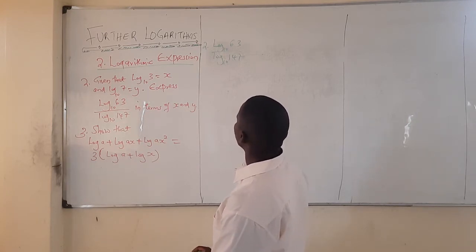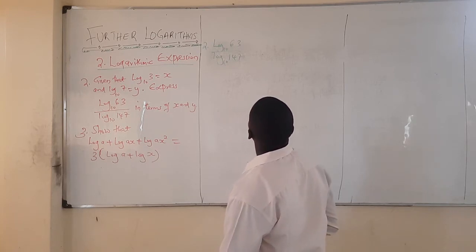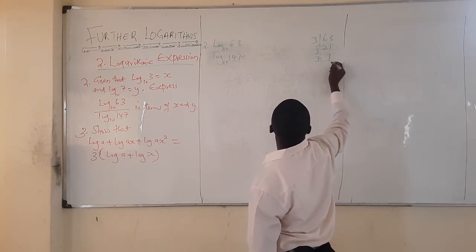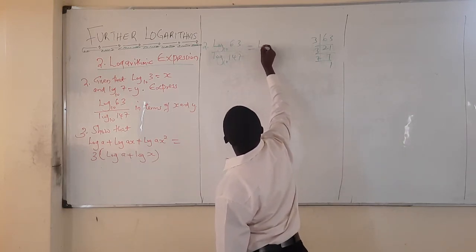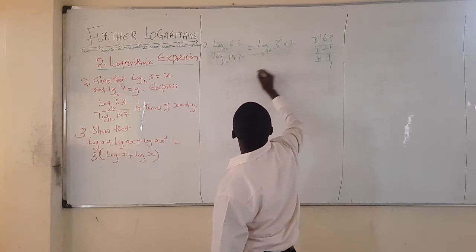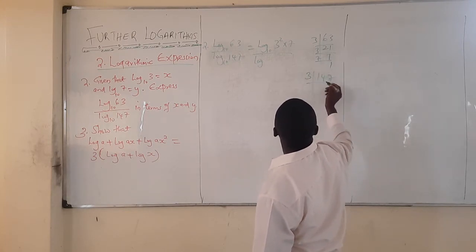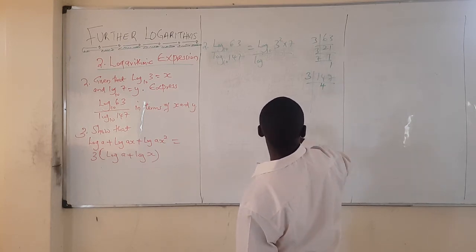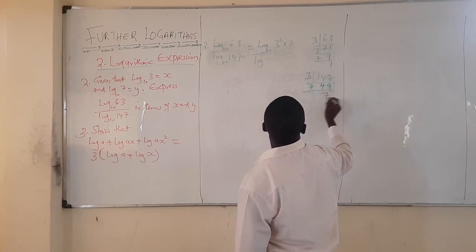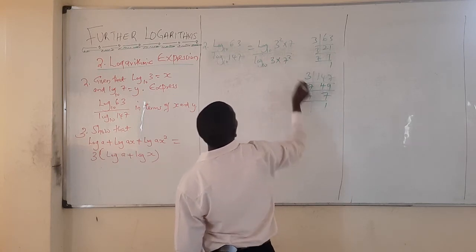So the first thing is to write 63 in terms of 3 and 7. 63 divided by 3 you get 21, divided by 3 you get 7, then divided by 7 you get 1. So this is the log of 3 squared times 7 base 10, divided by the log of 147. For 147, divided by 3 you get 49, then 7 divided by 7 is 7, then 1. So 147 is the same as 3 times 7 squared.